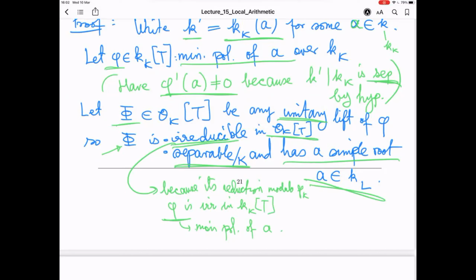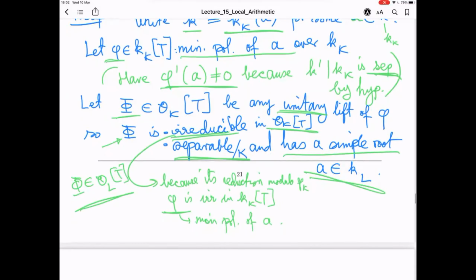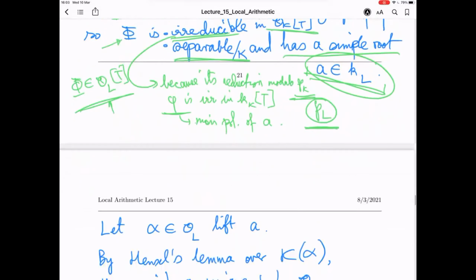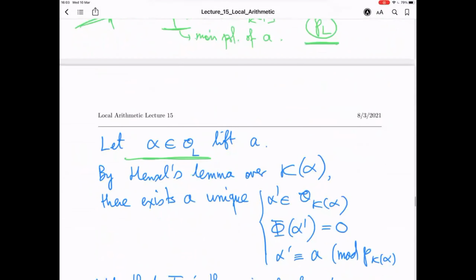I should have maybe considered this. I'm thinking of phi as a polynomial in O_L[T]. Doesn't matter. Okay. So then it will be reduction modulo p_L or something. It has a root. Wait a minute. No, I mean, I think I can just reduce modulo p_K. Oh, well, p_L is better. Strictly speaking, if you are applying Hensel's lemma literally, then I have to take a polynomial in O_L and go modulo p_L. And if I have a simple root modulo p_L, then I can lift it to a simple root in O_L.